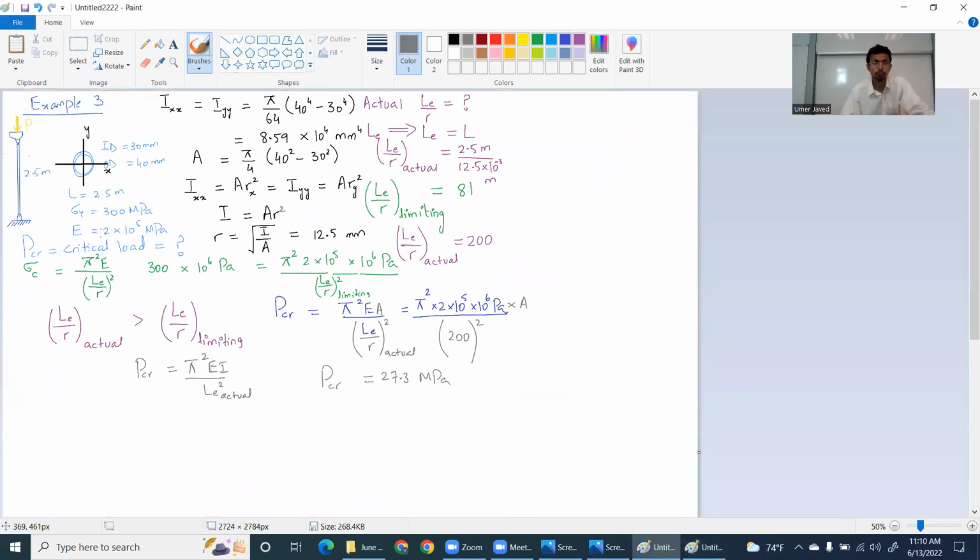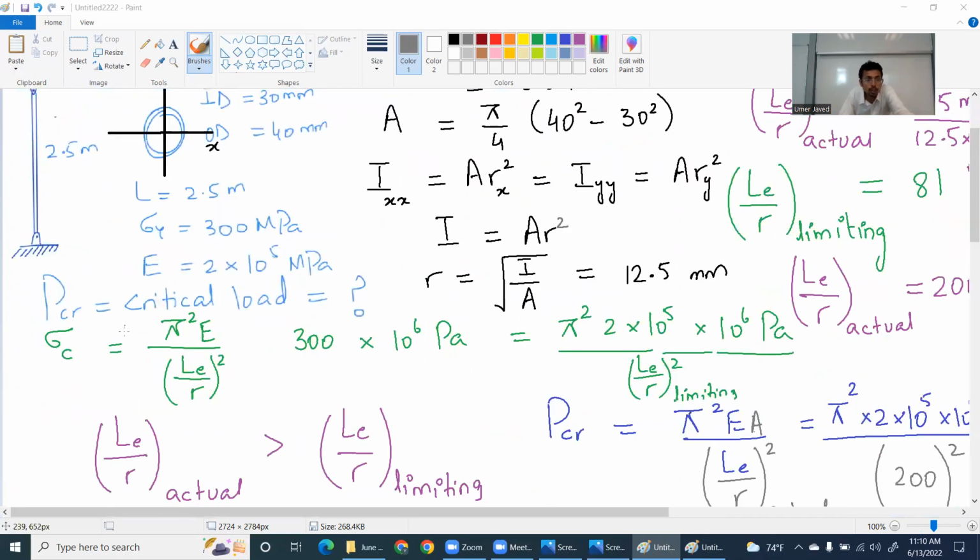Do you want me to repeat from here? Where did I use sigma critical? Here, when I was using this formula, sigma critical is equal to pi squared E over (Le over r) squared. Instead of sigma critical, I used the yield or proportional limit, and I calculated the limiting value of Le over r. Then I used this formula one more time, but I wrote it in another way.